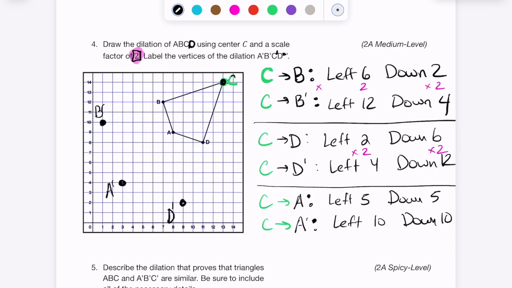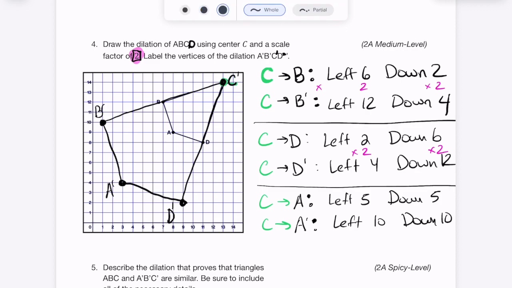So C and C prime are going to be in the same spot because my center is C. We can have a center of dilation that's not on my shape, and then we wouldn't connect to the center of dilation, but here my center of dilation is my last vertex. It doesn't change because it's my center, and we get this. It should look like the same shape, but the side lengths are twice as long, and all the vertices are twice as far away from their original distance from C.